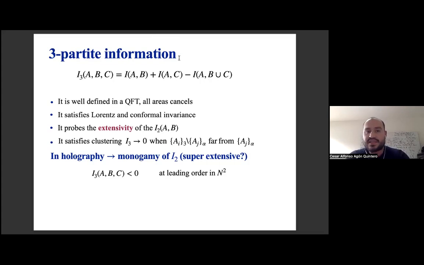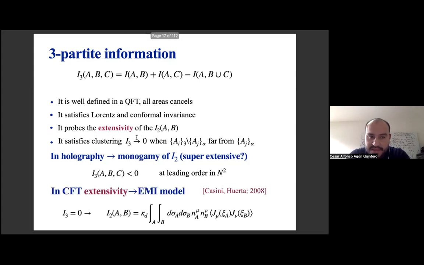In particular, this quantity has been of some interest in the holographic context, for instance, because we know that holographic systems satisfy monogamy. By that I mean the leading piece in the large N expansion is negative for geometric states, or holographic states. Another aspect that also comes from considering this quantity is the model that you get when you impose this equality: a strict extensivity in a CFT.